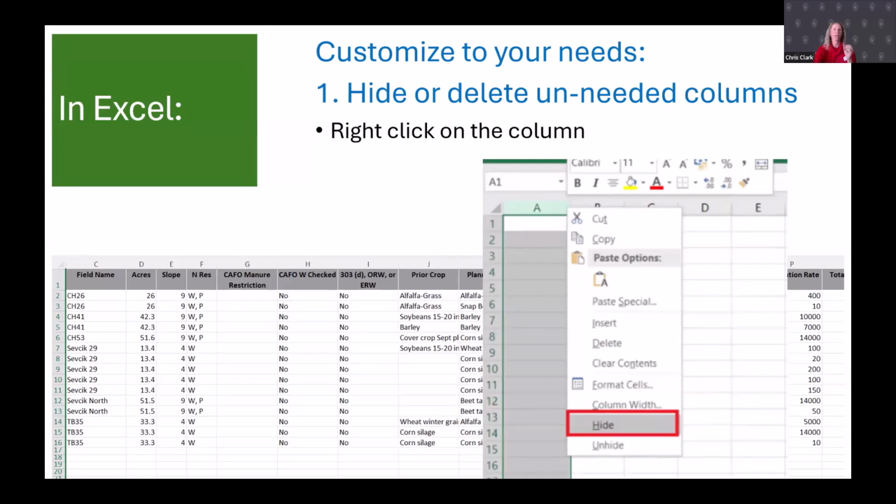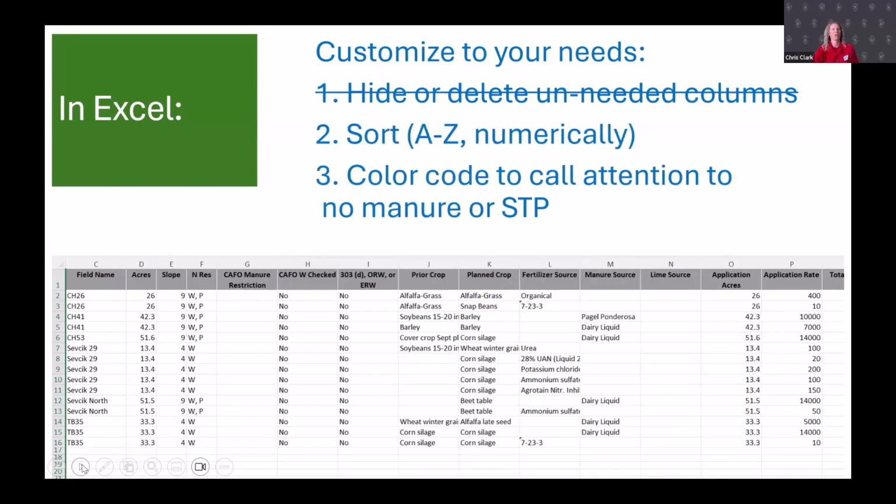So if you're thinking about what is the specific information that the manure hauler and the farmer need to know, I would say field name, the number of acres. We might want to put some slope information in there, particularly for some of the setbacks. But there's some other things that come through with this same report that we don't need. So feel free to delete and hide any of those.